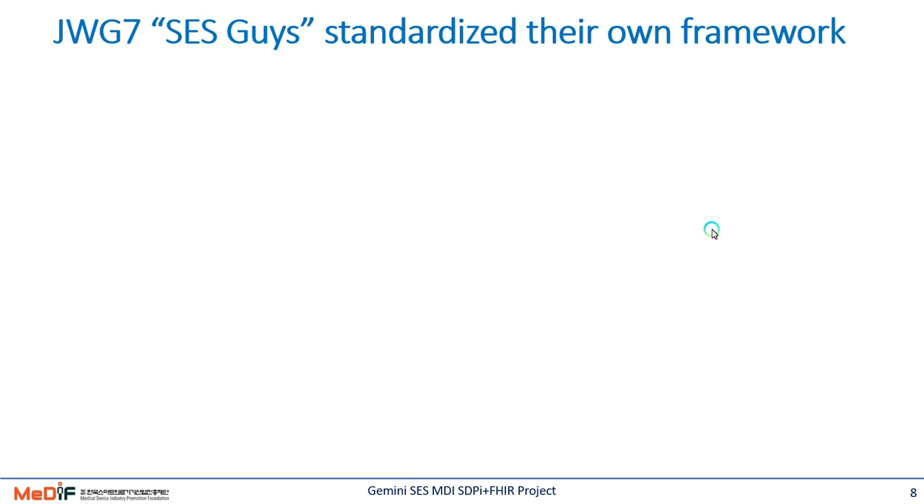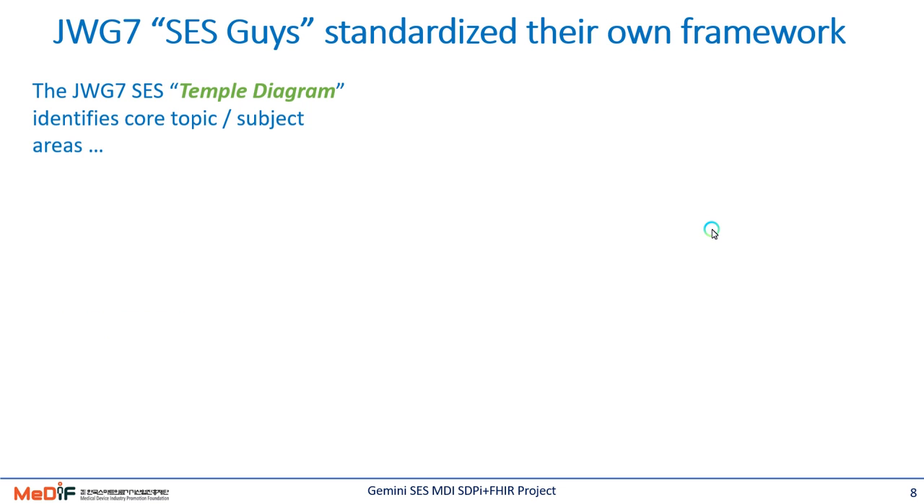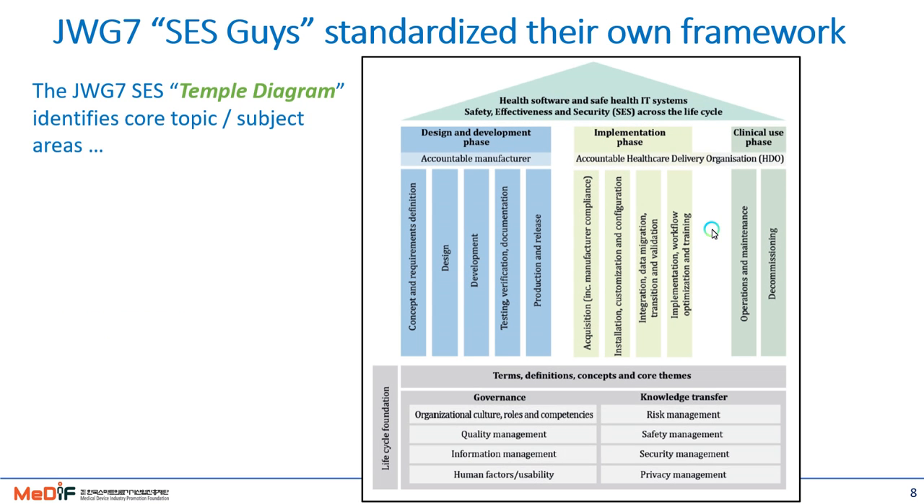So, the Joint Working Group 7 SES guys, again, quality, regulatory, legal liability process guys, standardized their own framework. We call it the temple diagram. This is a work of art. The temple diagram, you can see at the top, is talking about safety, effectiveness, and security across the life cycle. So it defines this life cycle with its three main phases. And who are the key entities accountable? The manufacturer or the healthcare delivery organization, like a hospital? What are the different phases? What are the responsibilities across those phases?